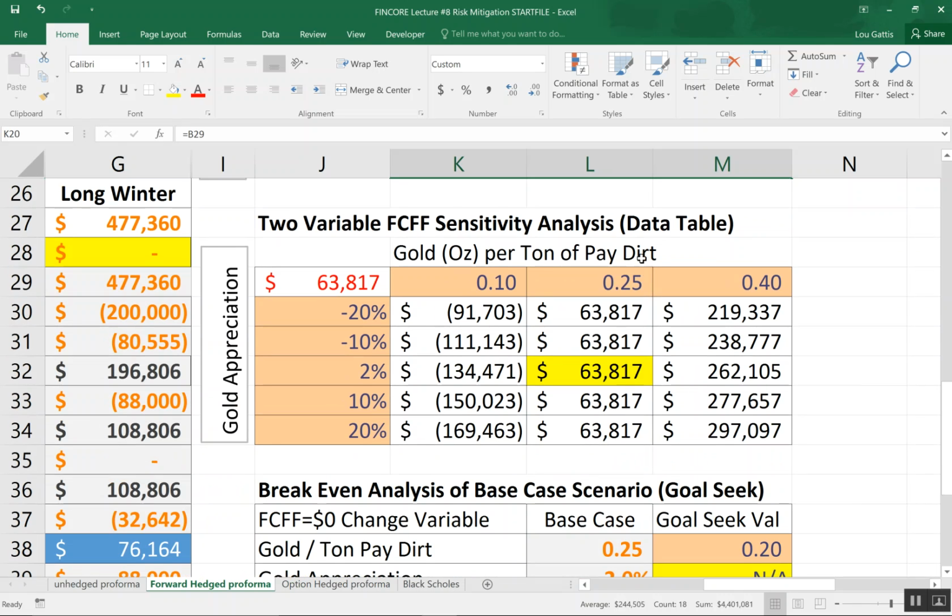Now here I have an example where both quantity and gold appreciation are changing. Only in the base case are the cash flows unchanged. This is the situation where you have more or less gold. But these are still smoother than they used to be.